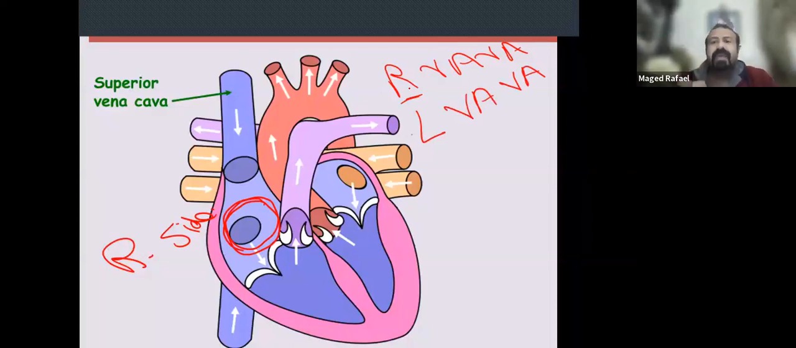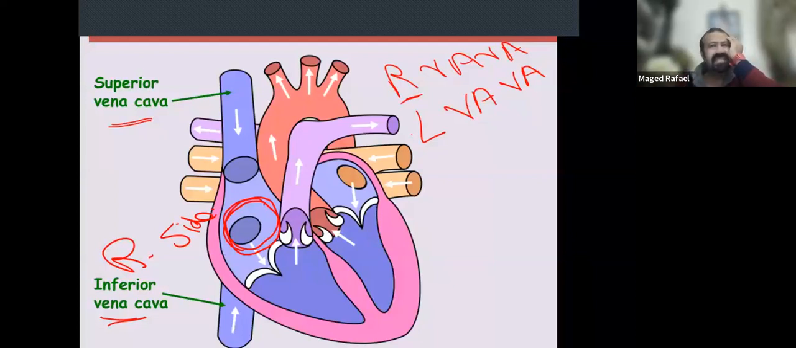And we start by collecting the deoxygenated blood from the upper part of the body and the lower part of the body, which is the superior vena cava and inferior vena cava. Don't get confused between vena cava, is it superior, is it inferior? Before the exam, you might feel confused between the directions. Link superior to super, which is always up. So superior is related to the upper part of the body, however inferior is related to the lower part of the body.